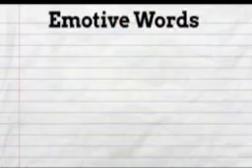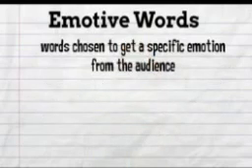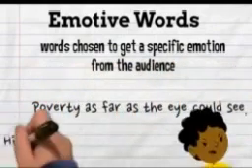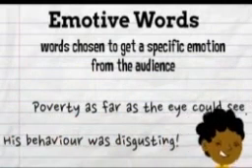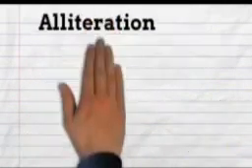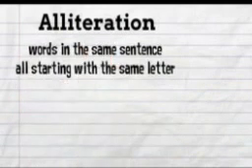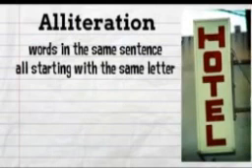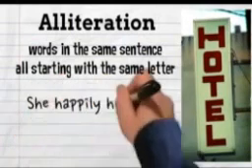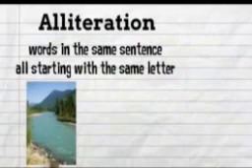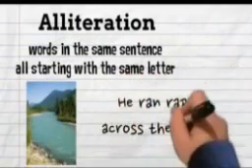Now you use emotive words. This is a figure of speech. These are words chosen to get a specific emotion from the audience. For example, you say, poverty as far as the eye could see. His behavior was disgusting. Now, what is alliteration? These are words in the same sentence, all starting with the same letter, and they are used to give emphasis or to beautify your sentence. For example, he ran rapidly across the rippling river.